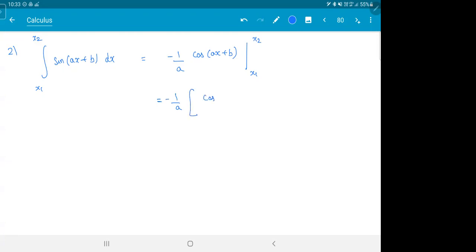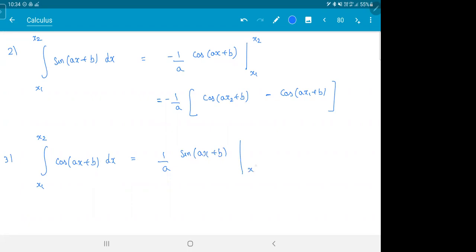So what you do, put x2, that is cos ax2 plus b, put x1 and subtract it. Now be careful here. In differentiation, sine ka differential is plus cos. It will get a minus sign. Cos ka integral is plus sign here. Copy this.